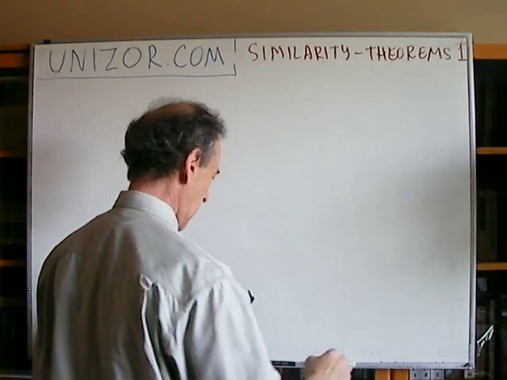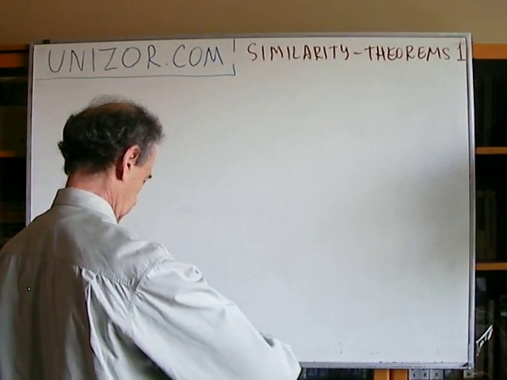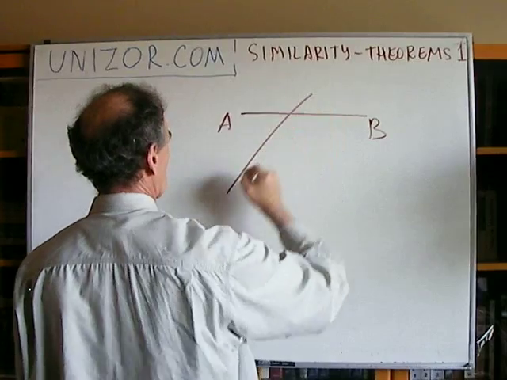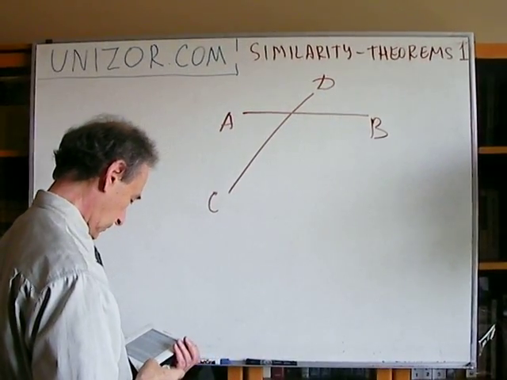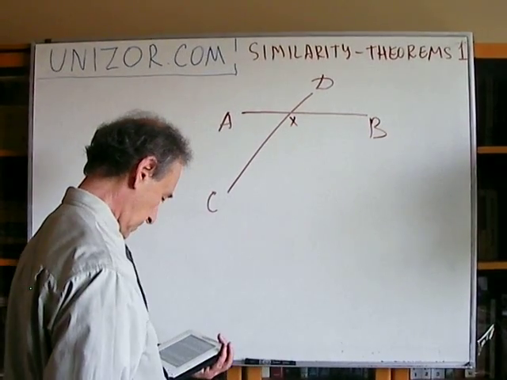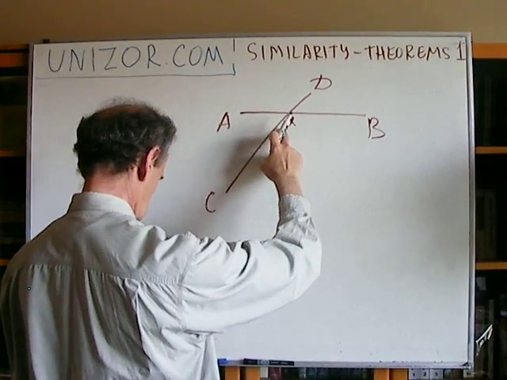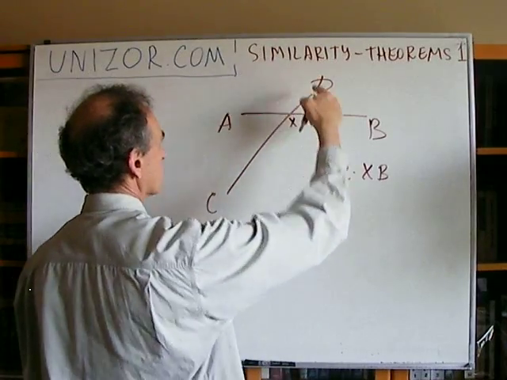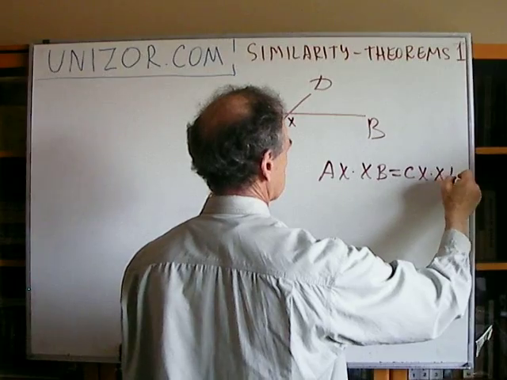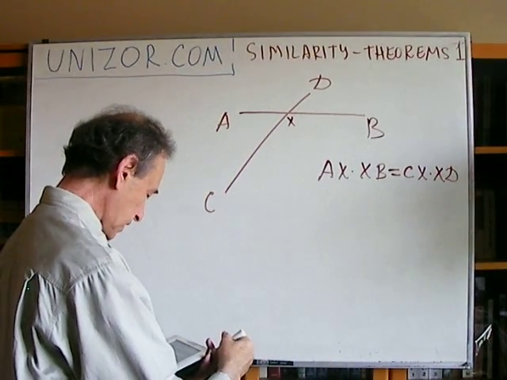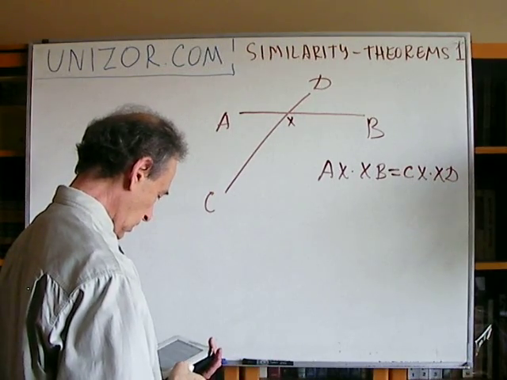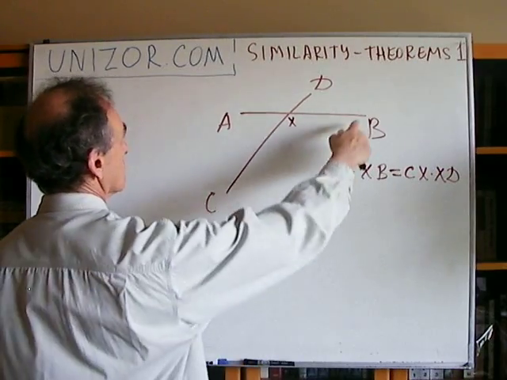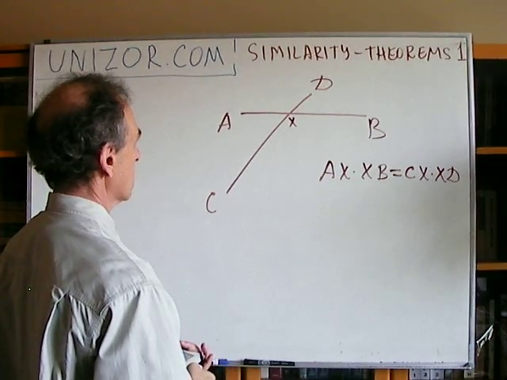Given two non-parallel segments, AB and CD, intersecting at point X, such that AX times XB is equal to CX times XD. Prove that all four endpoints of the given segments lie on the same circle. These four points lie on the same circle. That's what's necessary to prove.